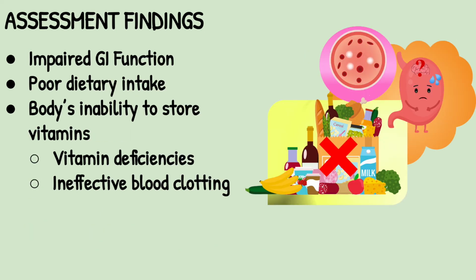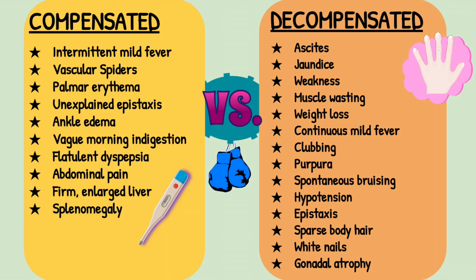Let's discuss some nutritional assessment findings in the client with cirrhosis. These clients may have impaired GI function, poor dietary intake, as well as trouble storing vitamins, especially vitamins A, C, and K. And having low vitamin K can be a major concern for those clients with bleeding disorders, because lack of vitamin K is going to lead to ineffective clotting. Now, finally, let's compare the assessment findings of compensated versus decompensated cirrhosis.